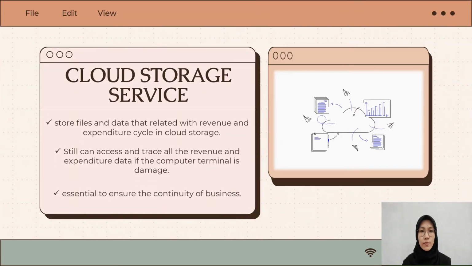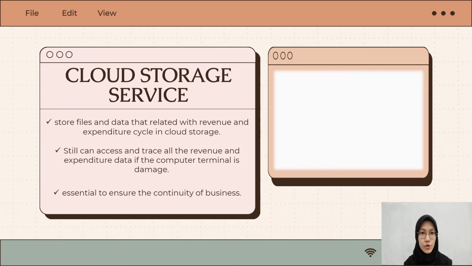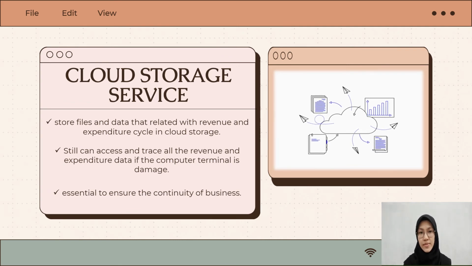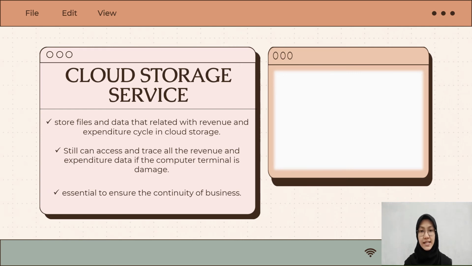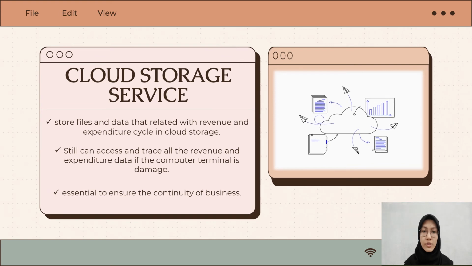One way to transform SMEs into digital business, SMEs should utilize the cloud storage service to store files and data related to the revenue and expenditure cycle. It can be considered as a backup procedure because SMEs can still access and trace all of the revenue and expenditure data if their computer terminal is damaged.